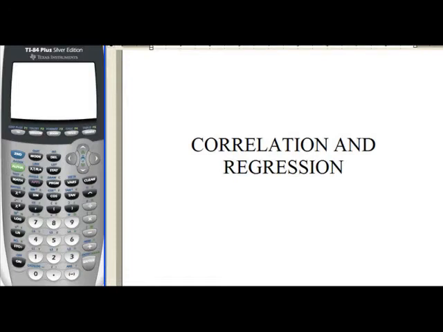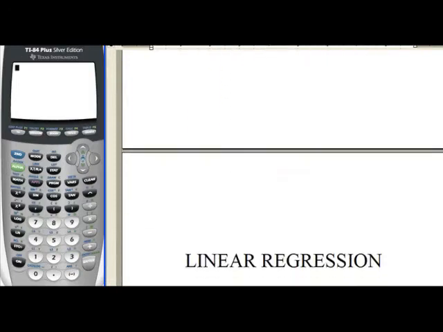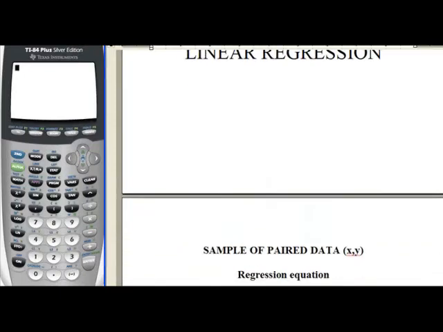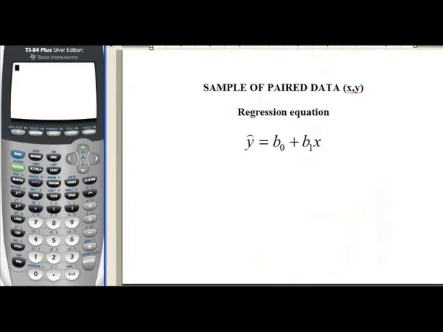Today we will talk about correlation and regression. The first topic we will cover is linear regression, to fit data into a line. When you want to do that, what you're after is to come up with a regression equation that has this form: y hat equals b0 plus b1x, where x is the independent variable, and y is the dependent variable.